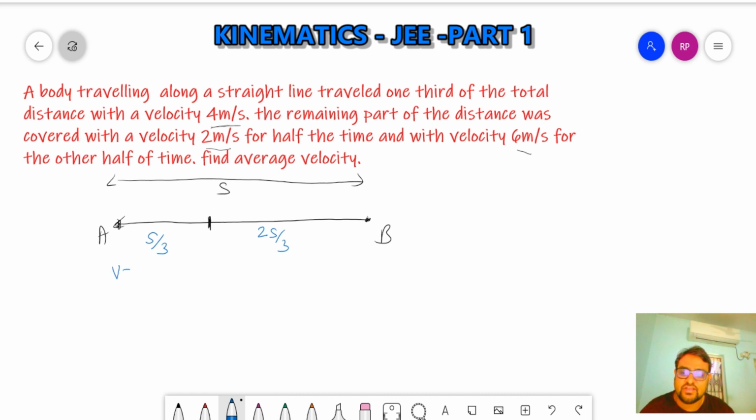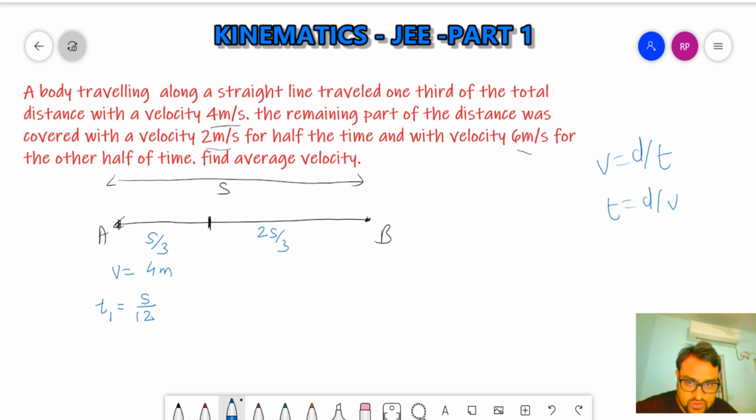Now, what is the velocity here? The velocity here is 4 meter per second. Now we know that velocity is distance by time, so time is distance by velocity. So what will be the time taken here? T1 will be equal to distance, that is S by 3, upon velocity 4. So S upon 12. So I got time T1. This was for the first portion.